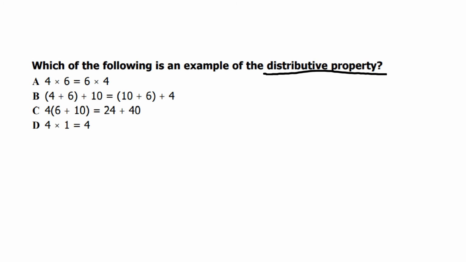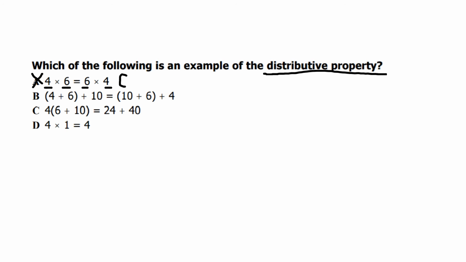So we have 4 times 6 here is equal to 6 times 4. Well, it looks like we're just changing the order of the numbers. So this is going to be an example of the commutative property. So I'm going to mark that one off as no. At a quick glance, I'm going to look down here at letter B, 4, 6, and 10, 10, 6, and 4, and they're grouping. It looks like it might be a combination of associative and commutative. So this is not it.